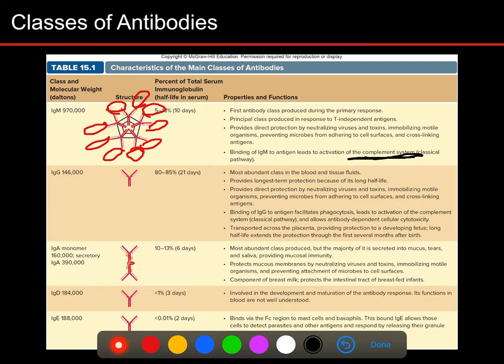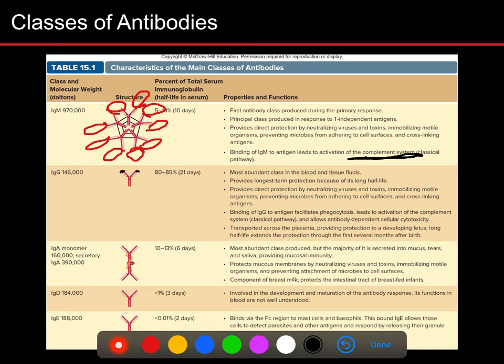So the second antibody class is IgG, which is a monomer. So it's one Y-shaped antibody with two little grabby ends on each of its arms. This is the most abundant antibody produced in your body fluids. So that would be your blood and the interstitial fluid between the cells of your tissues. It takes longer for your body to start producing IgG, right? You have to start making IgM first, and then you have to be stimulated to switch to making IgG.